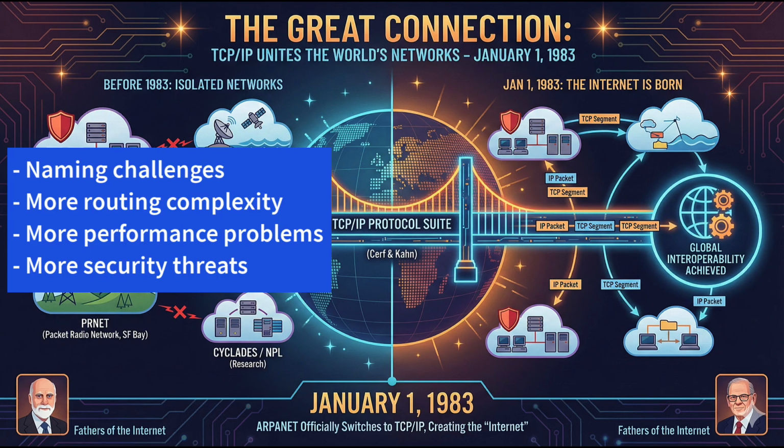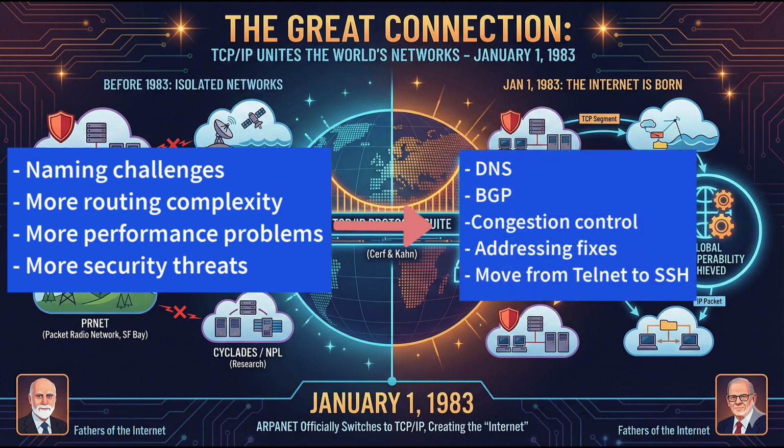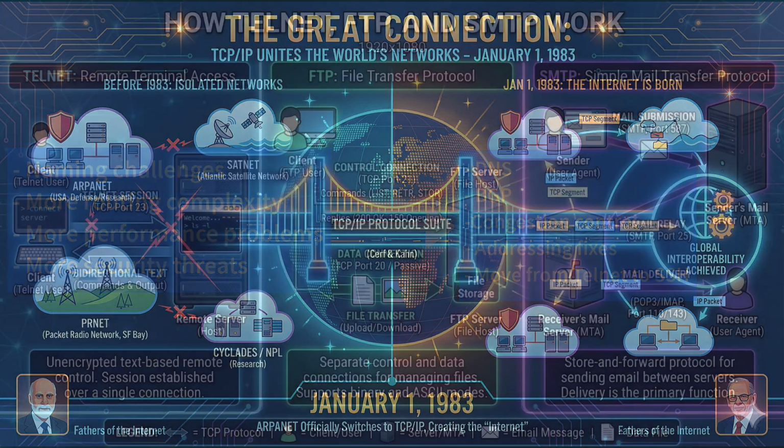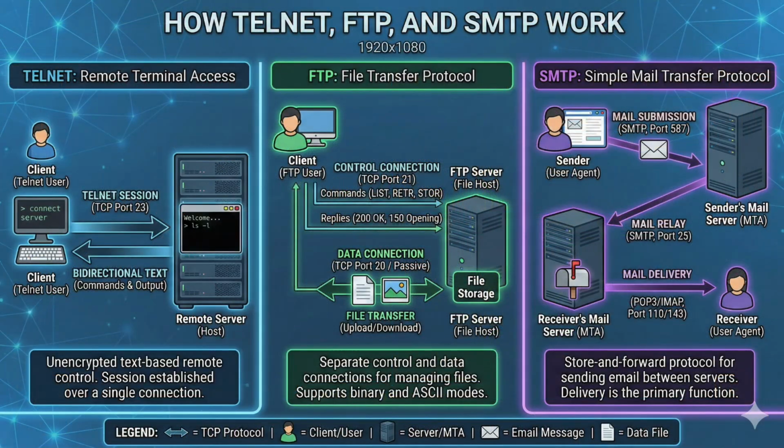The Internet is leaving the small club phase and starting to become a general-purpose communication system. That shift drives everything we'll discuss next: DNS, BGP, congestion control, addressing fixes, and the move from Telnet to SSH. With TCP/IP providing a stable foundation, developers start building the everyday tools of the early Internet.